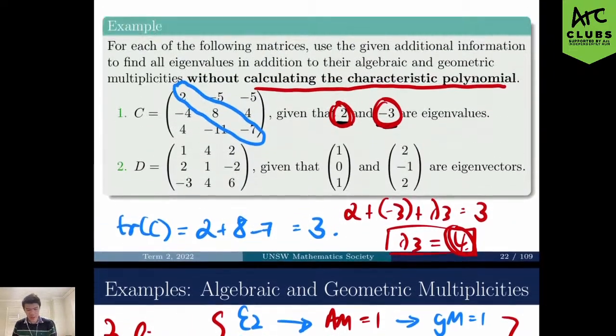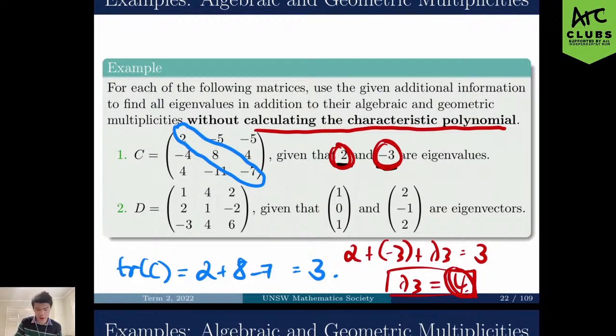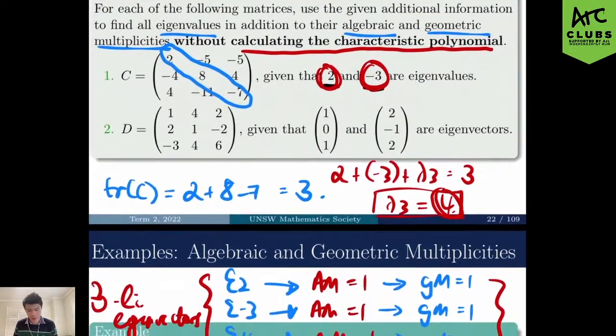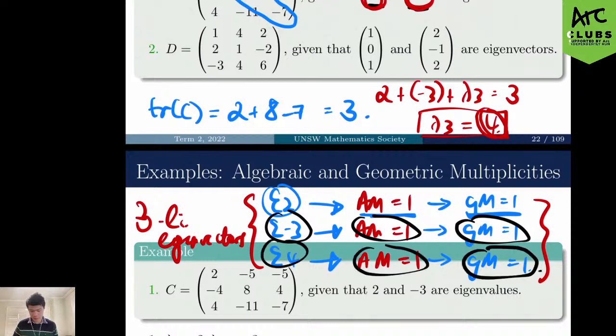So we don't even need to do any calculations. All we need to say, because they wanted us to find the eigenvalues and the algebraic and geometric multiplicities, is that we're actually already done because we did the trace thing. We've got 2, AM equals 1, GM equals 1. Minus 3, AM equals 1, GM equals 1. And 4, AM equals 1, GM equals 1. Cool.